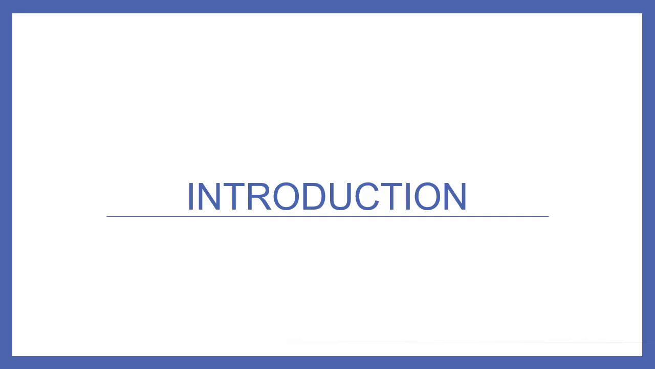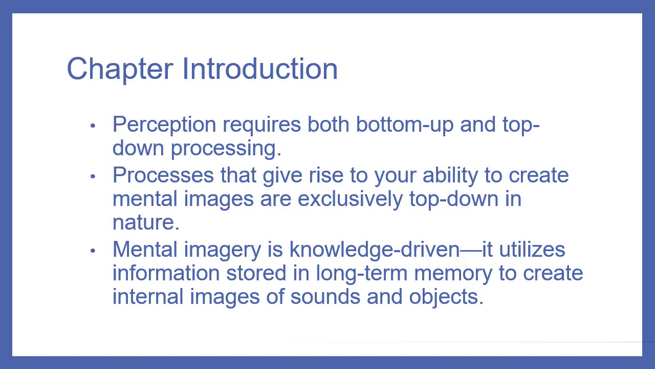By way of introduction, we're going to be looking at the way that perception, and we've already learned about this, requires both bottom-up and top-down processing, and that those processes that give rise to your ability to create mental images usually come from those top-down processes. So what you know about experiencing information, we'll talk about things like propositional codes versus analog codes that identify that.